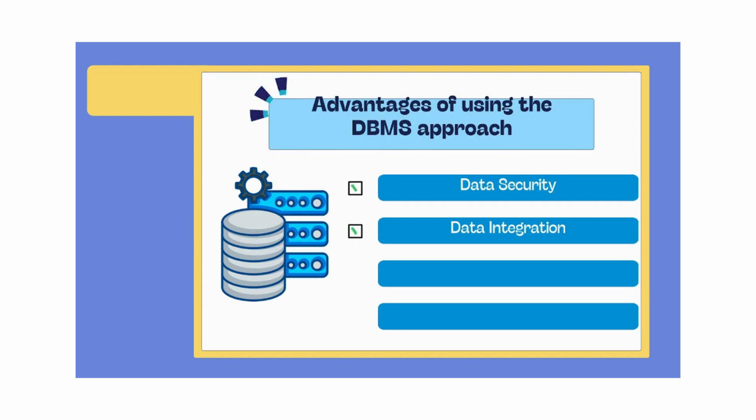The second one is data integration. Data integration is the process of combining data from multiple sources into a unified view, often for analytic purposes. This involves consolidating data from various databases, spreadsheets, or other sources into a single, consistent format, making it accessible for analysis and reporting. The third one is data abstraction.